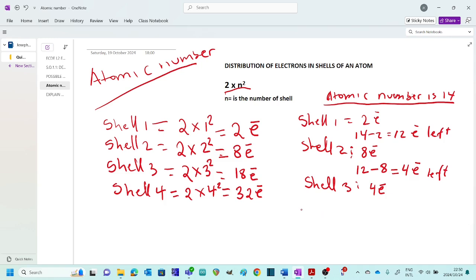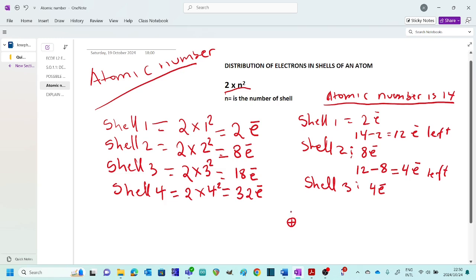Now if they ask you to make a drawing, this is how you make a drawing. I'm going to keep some space there. I'm going to draw a circle. That's the nucleus. I'm going to assign a positive charge because the nucleus consists of protons and neutrons. Neutrons don't have any charge, but protons have a positive charge. That is why the whole nucleus is going to have a positive charge.